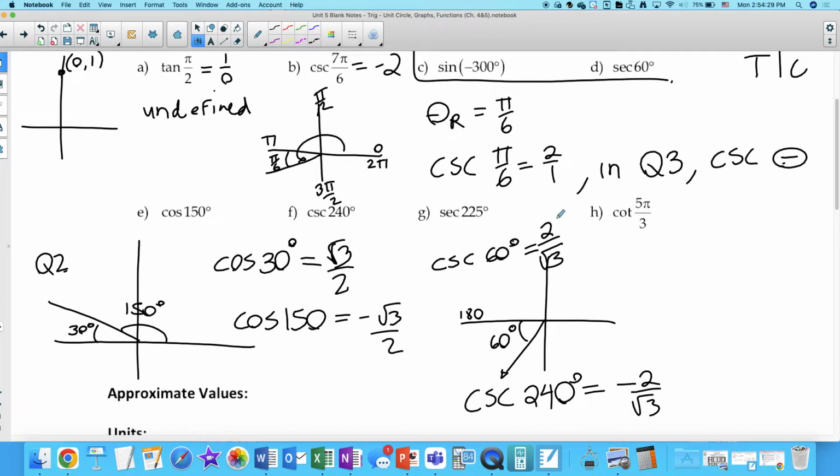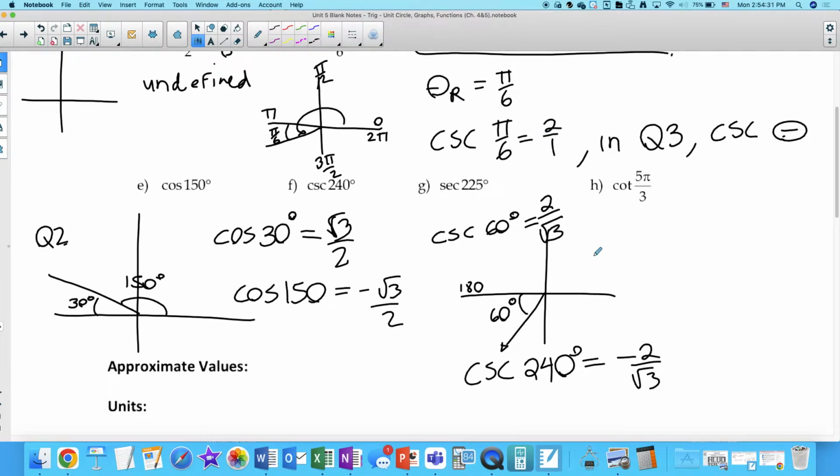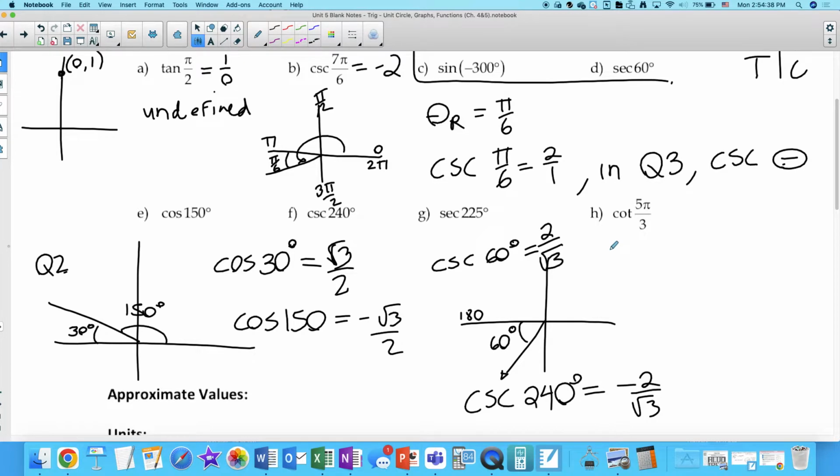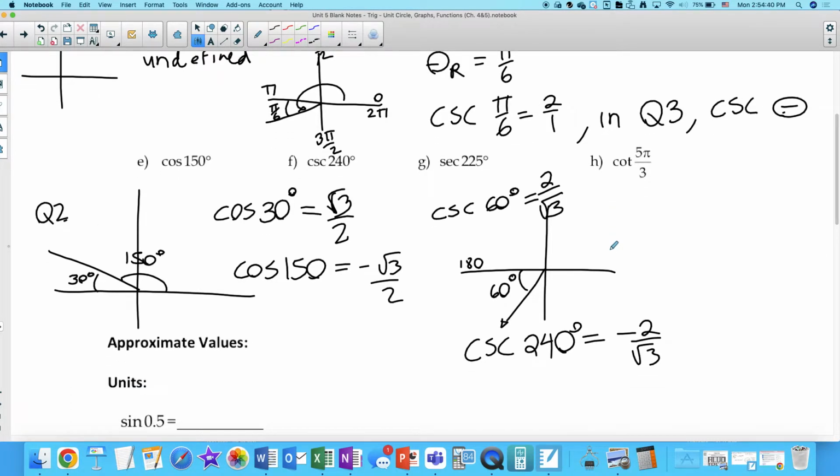All right, 2 more, and then we'll keep going. Okay? So the secant of 225. Secant of 225. Okay, so this is G. I'm kind of running out of space, but we'll figure it out. Where is that angle? Where does it lie? Third quadrant, right? This is 180. This is 270. It's actually right in the middle.